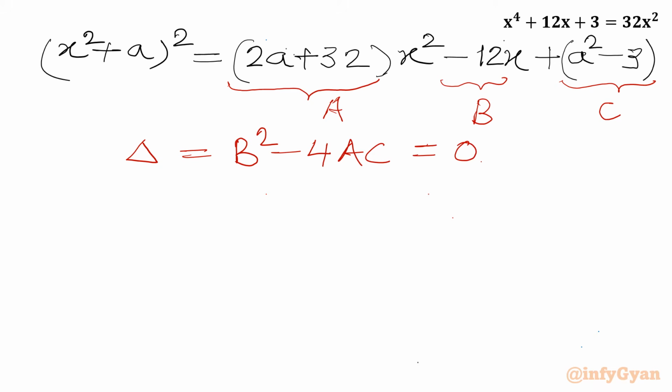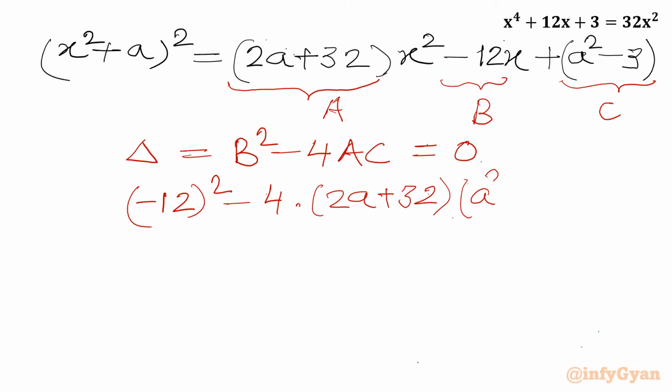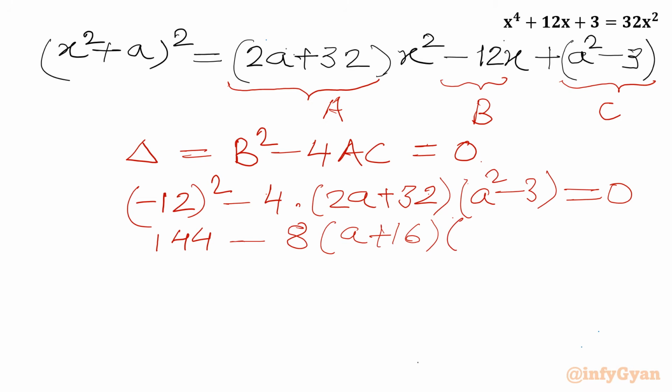So I can write here b square, so minus 12 whole square, minus 4 times 2a plus 32 times a square minus 3. This should be equal to 0. Now I can write here 144 minus, take 2 common from the first bracket, so it will be a plus 16 times a square minus 3 equal to 0.